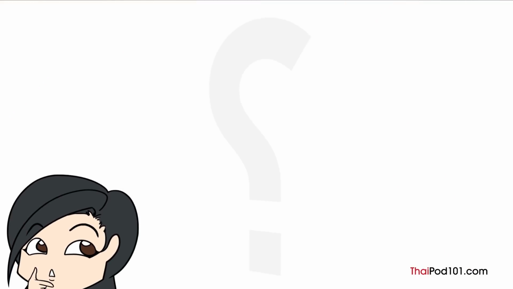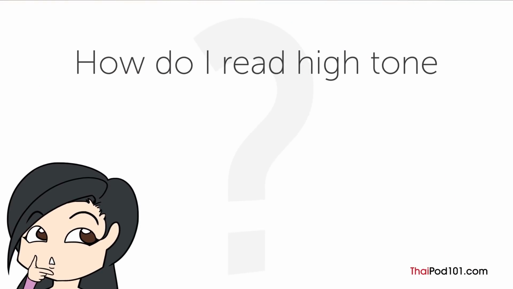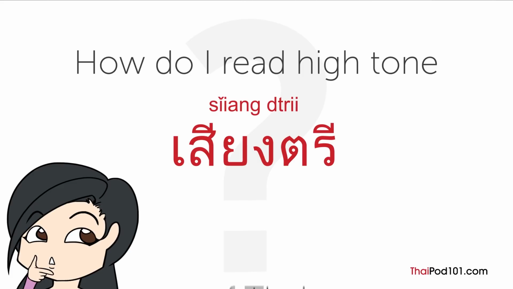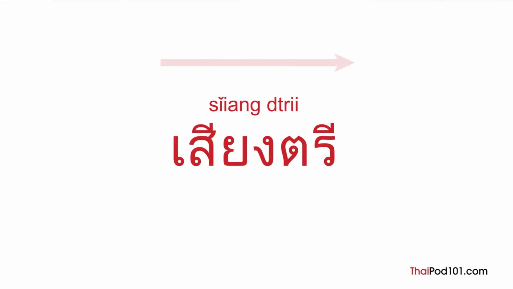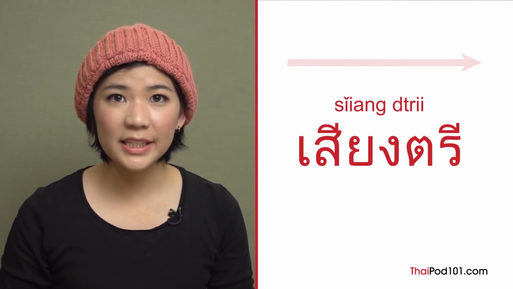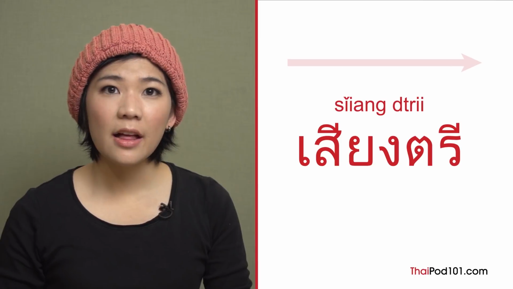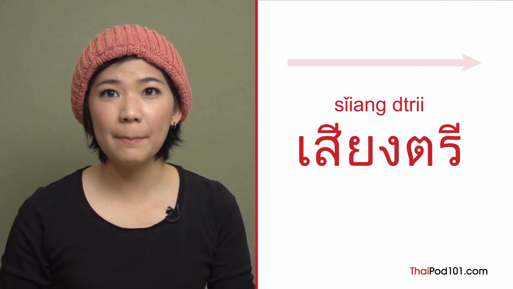The question for this lesson is, how do I read high tone or เสียงตรี of Thai? The high tone is the fourth tone of Thai. In Thai, we call it เสียงตรี. This tone is quite easy as there's nothing too complicated about the pitch itself. Now, let's begin on how to tackle this tone and say this tone in perfect pitch.